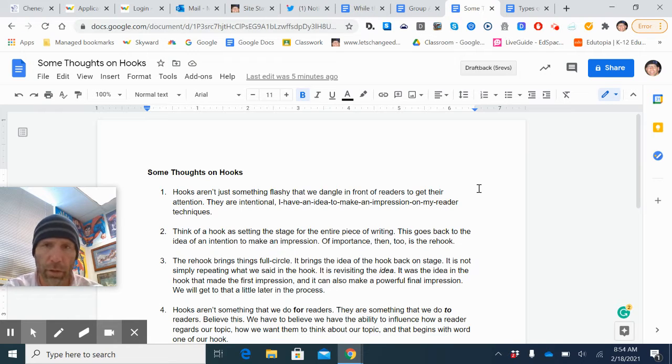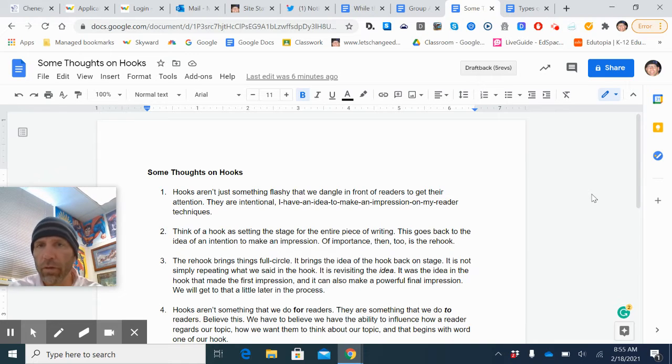I imagine you learned hooks a long time ago, maybe even back as early as second or third grade, all right? But I need your view and use of hooks to evolve a little bit here. And so, in order to help you along that path, I decided to share some thoughts with you. Here are some of my thoughts on hooks, not all of them.